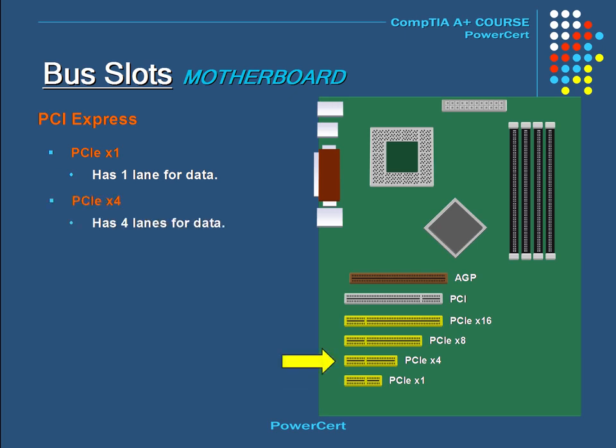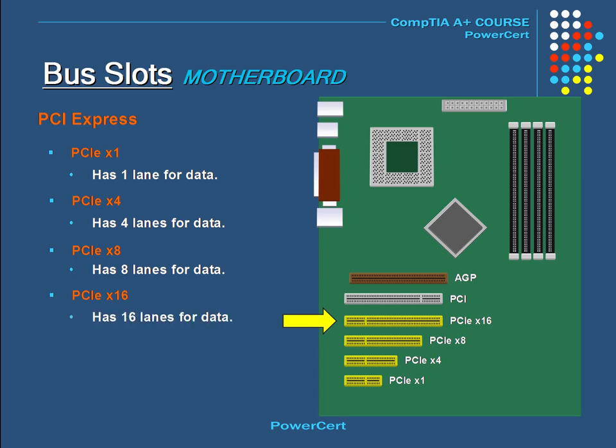PCIe by 4 has 4 lanes. PCIe by 8 has 8 lanes. And the fastest slot is PCIe by 16, which has 16 lanes. And PCIe by 16 has succeeded the AGP slot for the video card.